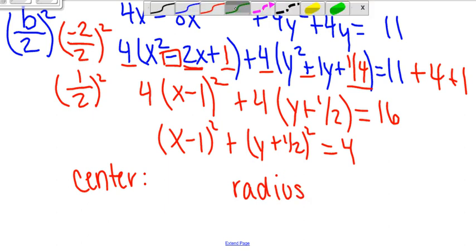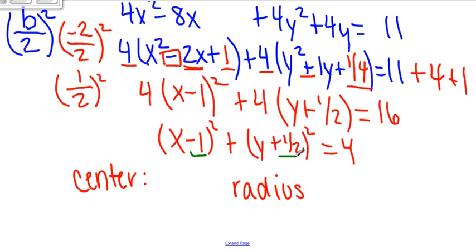And our center, we take the opposite signs of what are next to x and y. So we're going to get positive 1 and a negative 1/2. And then for our radius, remember this is r squared in the original formula. So r is just going to be the square root of 4, which is 2.